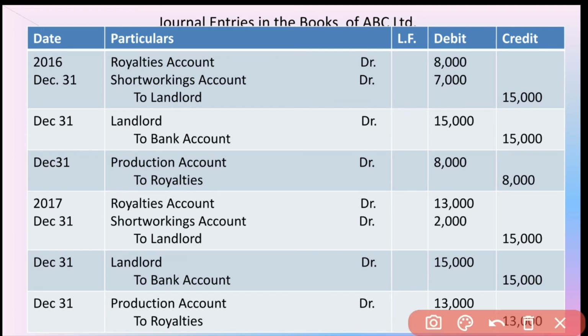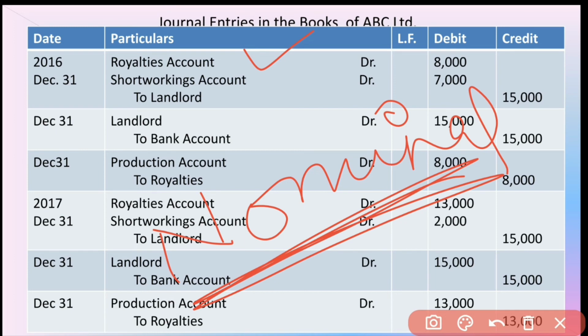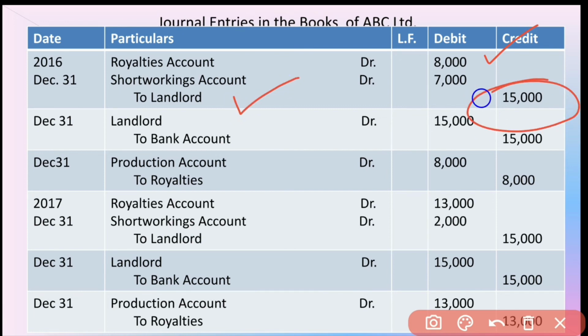Okay, in the first year, what do I do? Royalty account is debit. Why? Because royalty account is your nominal account. So what does the nominal account say? Debit all expenses. Simple. So I have debited the royalty account with 8,000. This was my royalty and we were supposed to pay the landlord 15,000, that is the minimum rent. So what was my short workings? The difference between the two, 7,000, is the short workings.